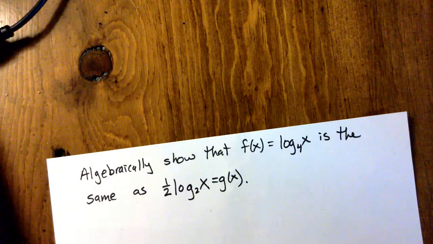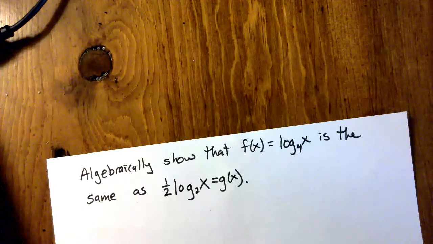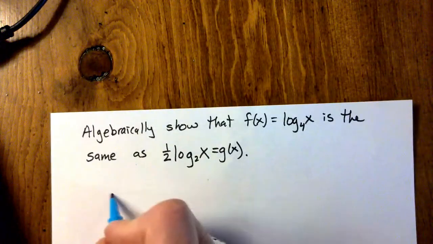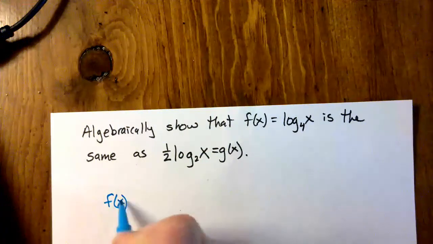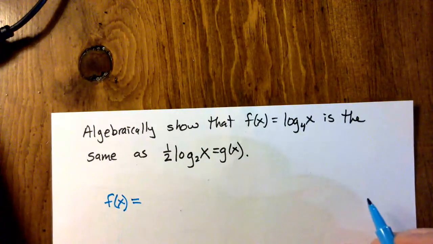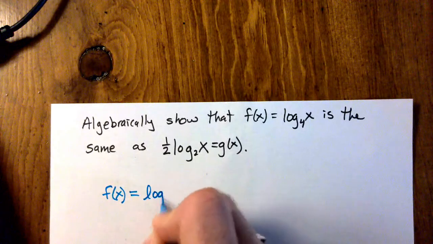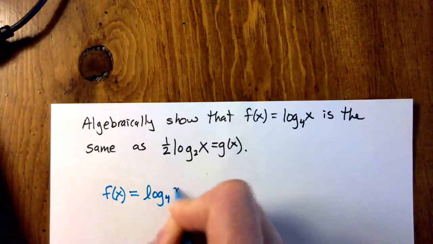All right, look at this one here. Algebraically show that f of x equals log base 4 of x is the same as g of x equal to 1/2 log base 2 of x. Well, how could we do that? There's more ways than one to do that, but I'm going to start with f of x here, okay? So good practice showing equivalency throughout a problem is what we're going to do here. So let's say f of x is equal to log base 4 of x.